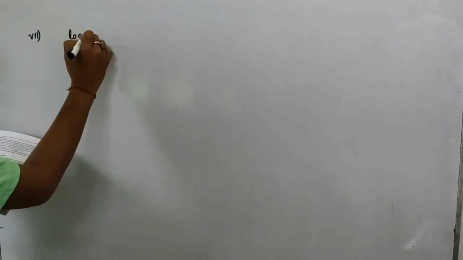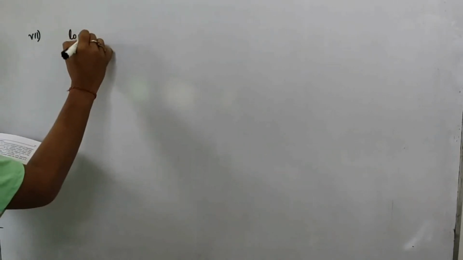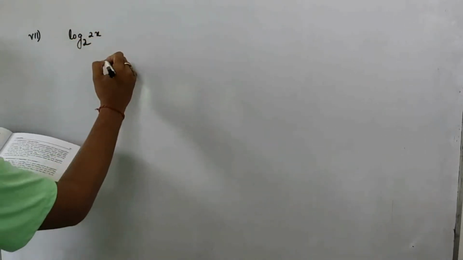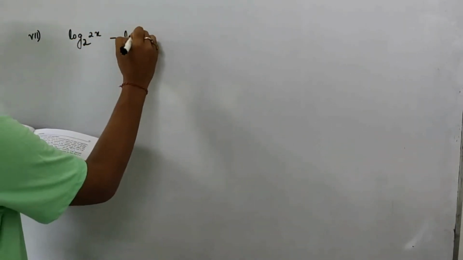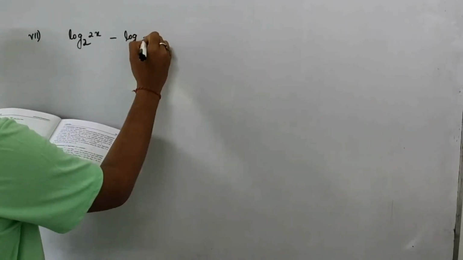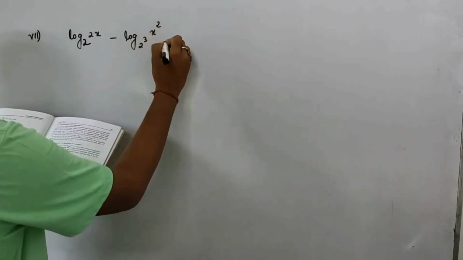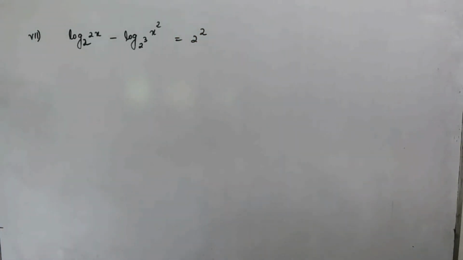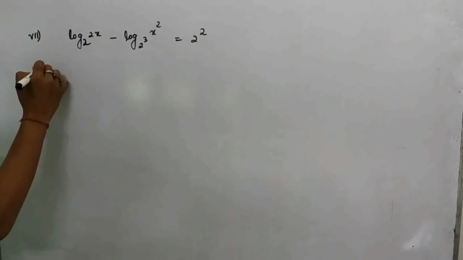Log of, base is 2, twice x, minus log of, base is 2 cube, and then the exponential, x square is equal to 2 square. Okay, solution.